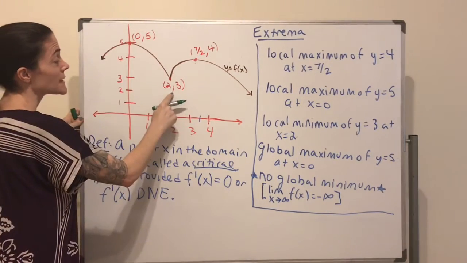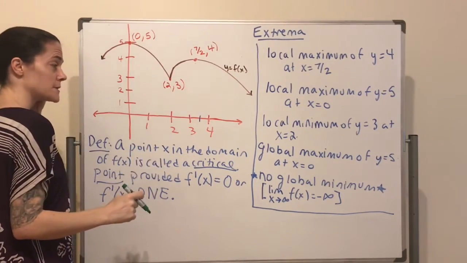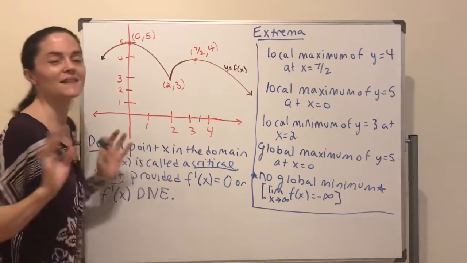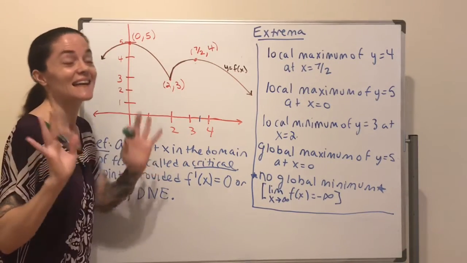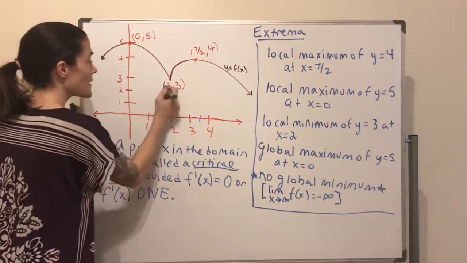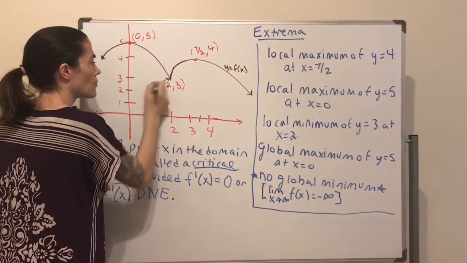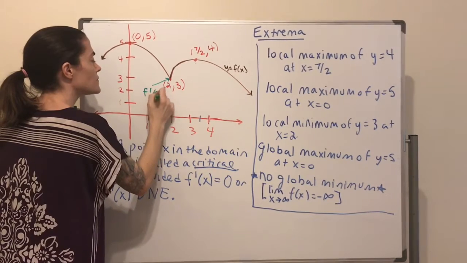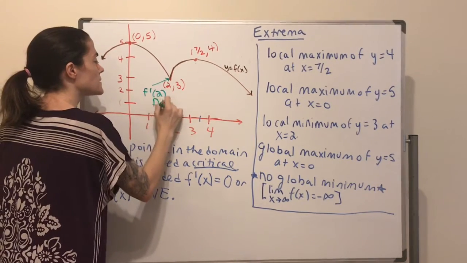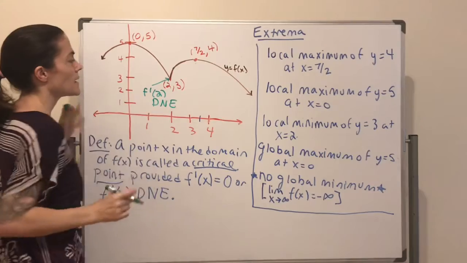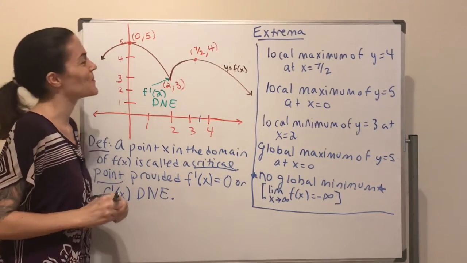This one, x equals 2, is a critical point. Why is that? Well, this is a cusp right here at 2. f prime of 2 does not exist. Okay, x equals 2 is a critical point.